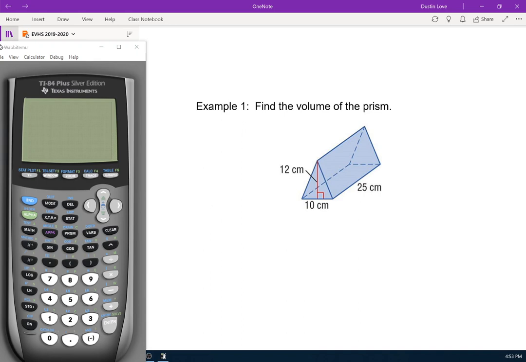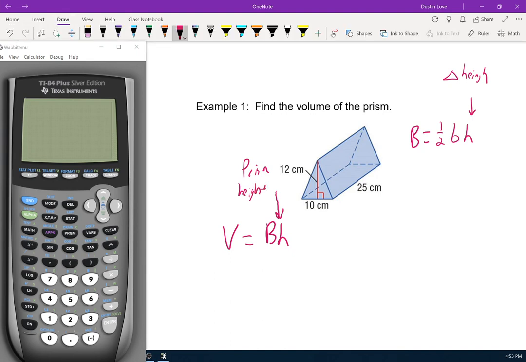All right, so let's find the volume of this prism. Volume equals area of the base times the height. Area of the base for a triangle is 1/2 base times height. Now here we've got to start talking about the difference in context. Context is everything. Here, this height is talking about the triangle height. This height is talking about the prism height.